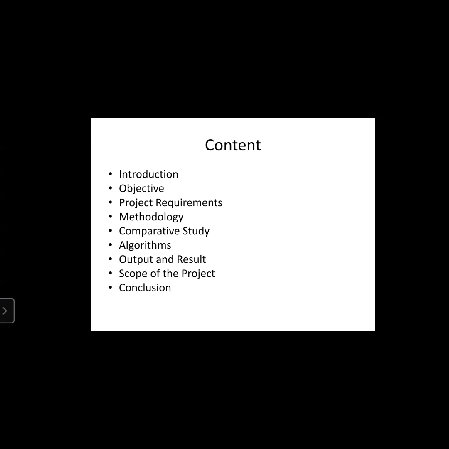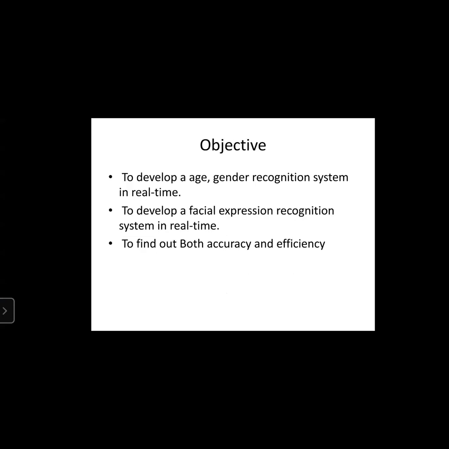The content goes in this format. First objective, next introduction. After that, the project requirement, next methodology. After that, competitive study, and next algorithm. After that, output and result, and last scope of the project and conclusion. So moving to the next slide, which is objective.